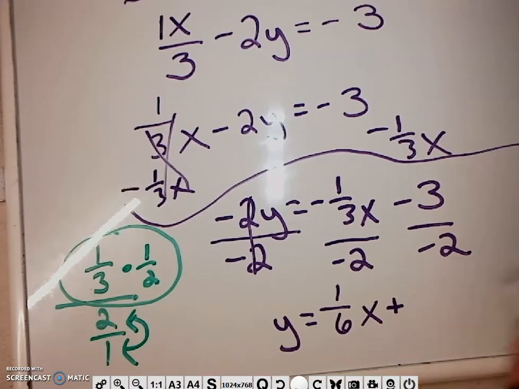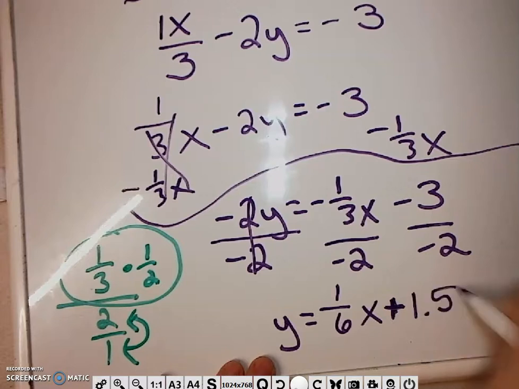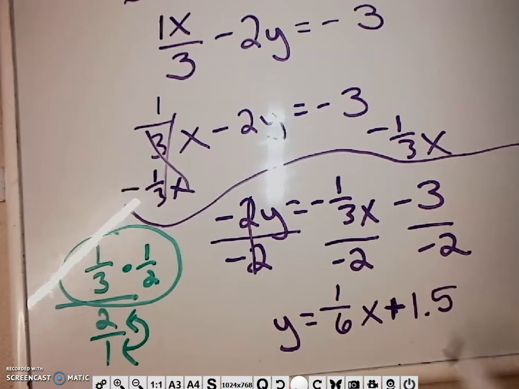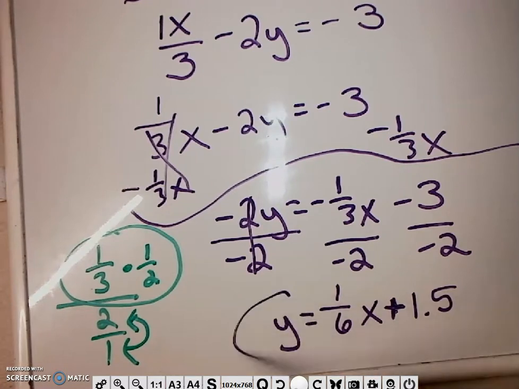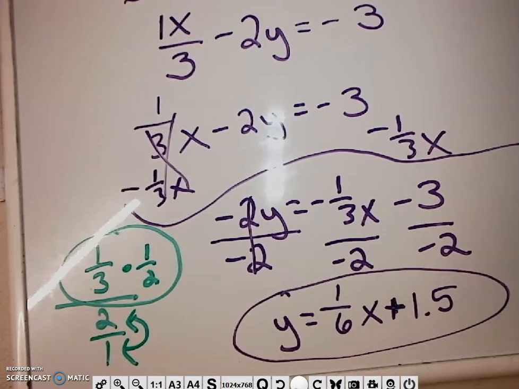3 over 2 is the same as what? Half of 3 is what? 1.5. So you can write it either way. You can do positive 3 over 2, or you can do positive 1.5. And this here would be your final answer.